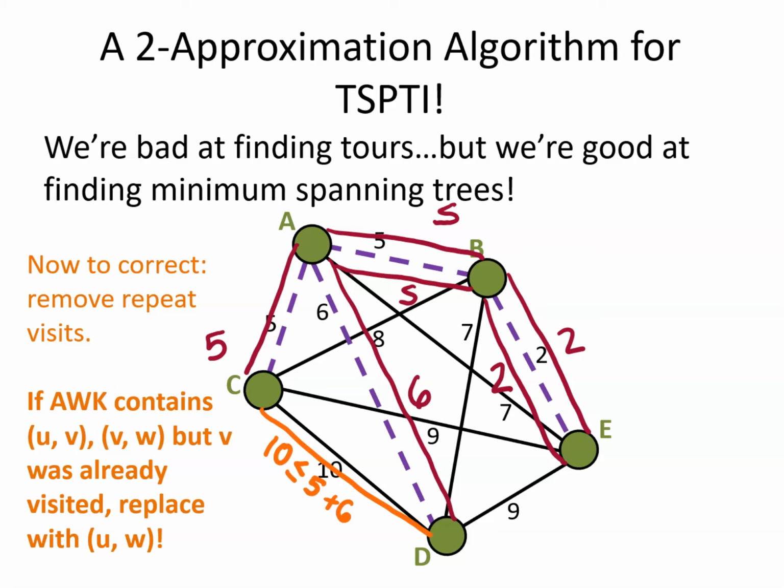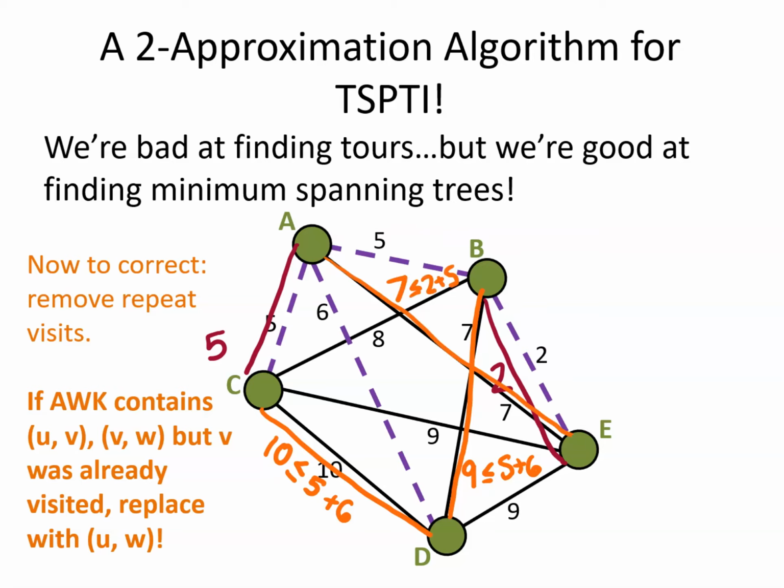The next leg would go from D to A, but we've already been to A, as we said before, and we're not at the end of our tour yet. So we're going to replace this with an edge from D to B, where we haven't been yet. And this again gives us a relaxation of 9, which is less than or equal to 5 plus 6. We can continue this process to go from B to E, and then from E back to A, making our final relaxation, and thus concluding the construction of an actual legal tour.